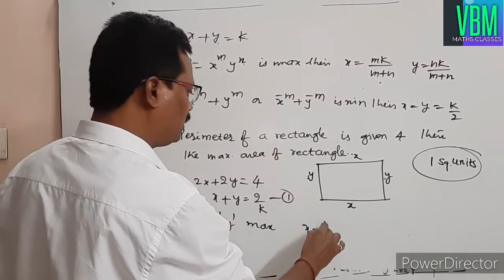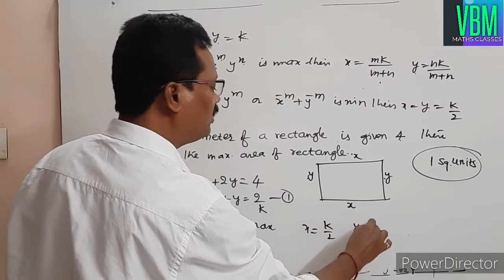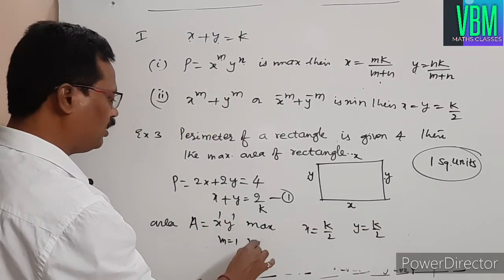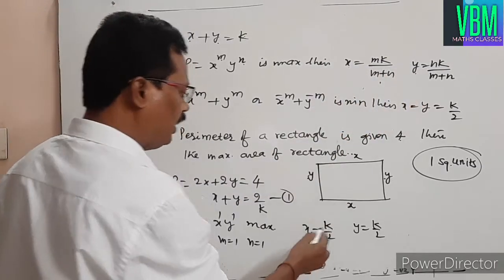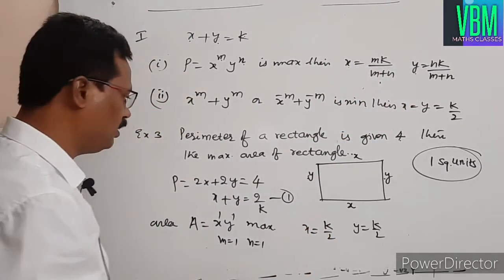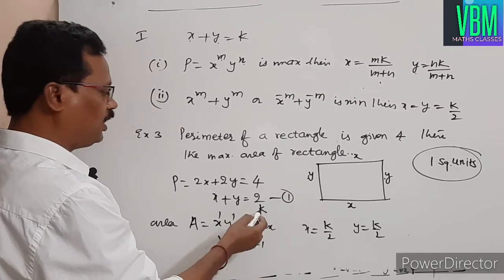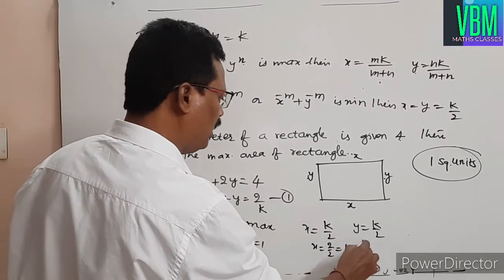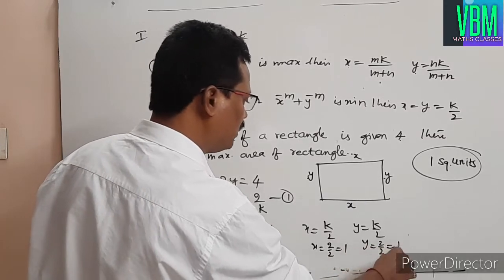substitute here: x is equal to k by 2, y is equal to k by 2, with m equal to 1 and n also 1. By using this formula, x is k by 2 and y is k by 2. Here k is 2. Therefore, x is equal to 2 by 2, that is 1. y is equal to 2 by 2, that is 1.